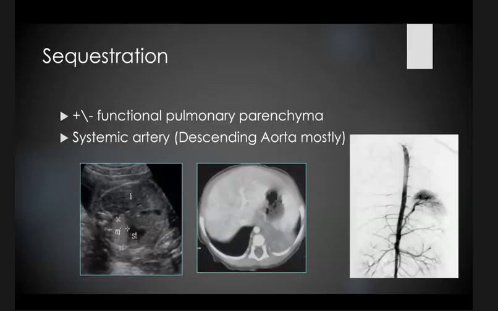Sequestration. What's a sequestration? It's a more or less functional pulmonary parenchyma where the vasculature comes from a systemic artery, usually from the descending aorta. In that case, you see a hyperechoic left lower lung lesion. Here you can see it on the angio, which is not the standard of care, but in an old case, you see that vessel from the aorta that vascularizes the left lower lung.